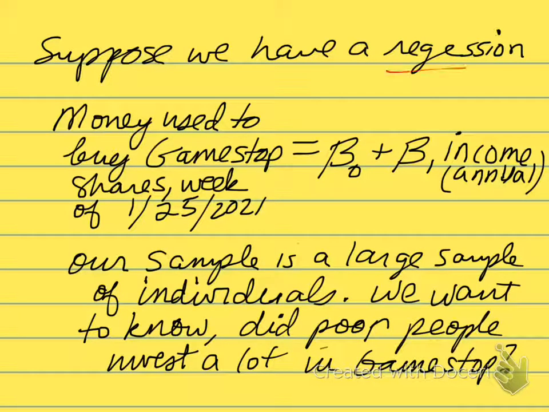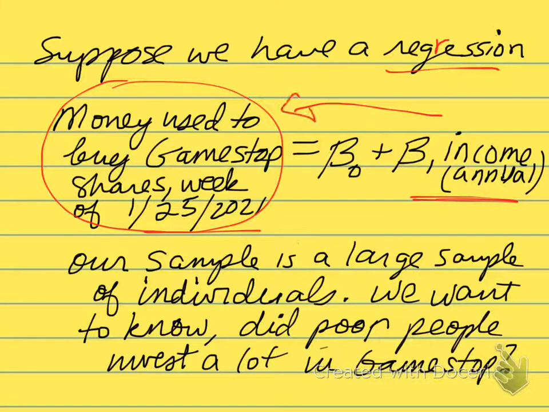Suppose we have a regression that we're interested in estimating, and our regression has as outcome variable the money that a person used to buy GameStop shares in the stock market, on Robinhood or on whatever stock exchange they use, last week, the week of the 25th of January 2021. And we're interested in how a person's income affects how much money they use to buy GameStop.